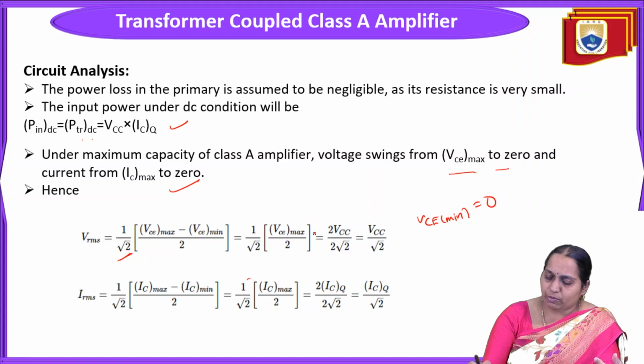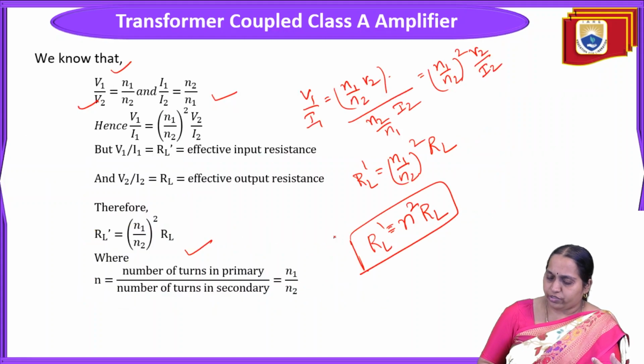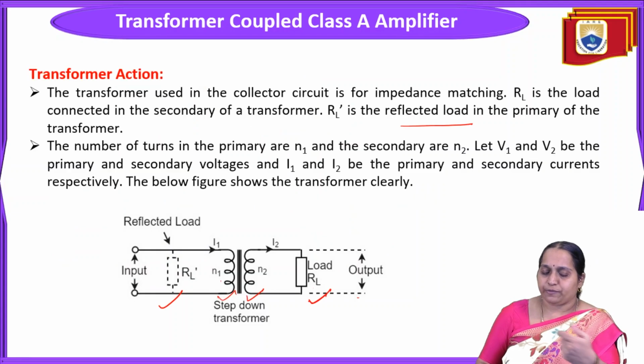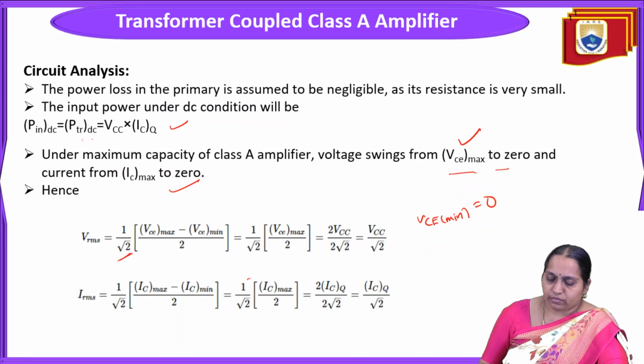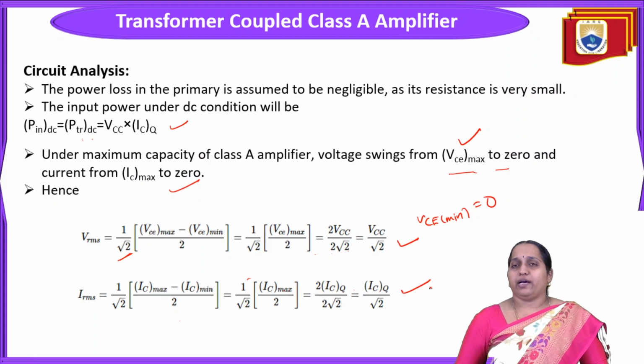What is VC maximum? The maximum value is 2 VCC, and the minimum value is 0. Similarly, for collector current, it is 2 ICQ and 0. So it is 2 VCC by 2 root 2, which is VCC by root 2. This is VRMS. Similarly, IRMS is (IC maximum minus IC minimum) by 2 root 2, which is 2 ICQ by 2 root 2, so it is ICQ by root 2. So these are the VRMS and IRMS values.